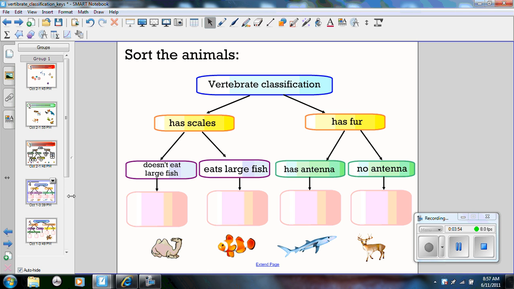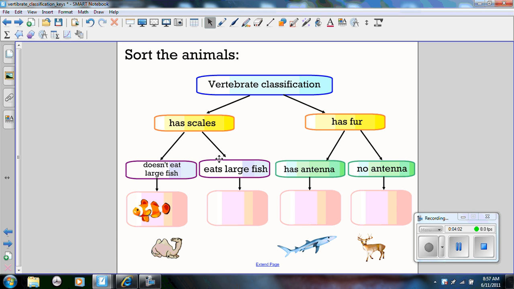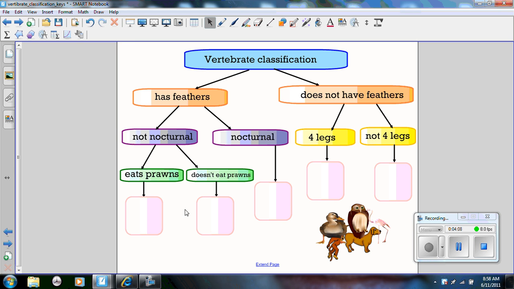This one here, we're looking at vertebrate classification. For example, it has scales and doesn't eat large fish. It has scales and it eats large fish. Vertebrates again, this one's got more classification in it. For example, has feathers, not nocturnal, and it eats prawns. There's a flamingo.